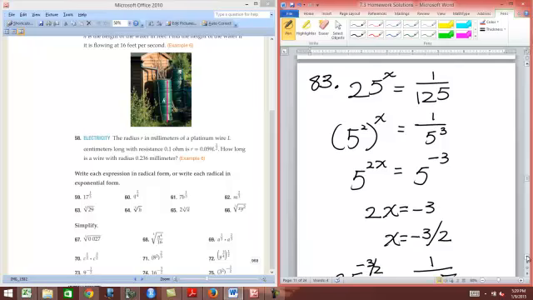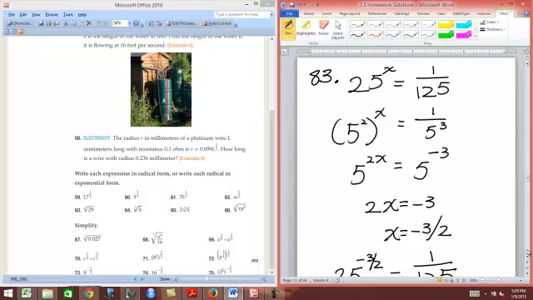Problem 83. 25 to the x equals 1 over 125. Make the bases the same. 25 is 5 squared. Okay, to the x equals 1 over 5 cubed. Well, we're going in the right direction. 1 over 5 cubed is 5 to the negative 3. If I'm going to switch these, then the exponent becomes negative. These two are equal: 1 over 5 cubed equals 5 to the negative 3.